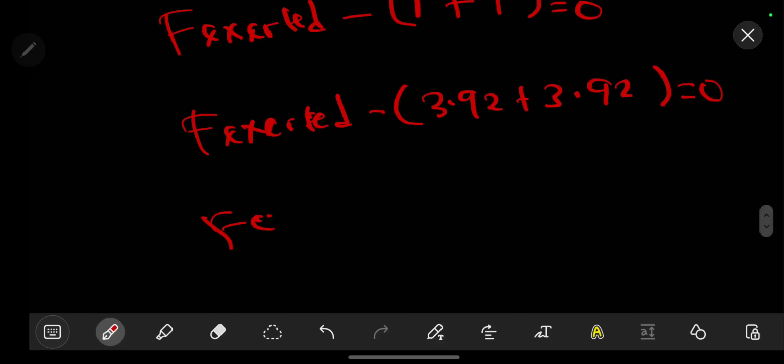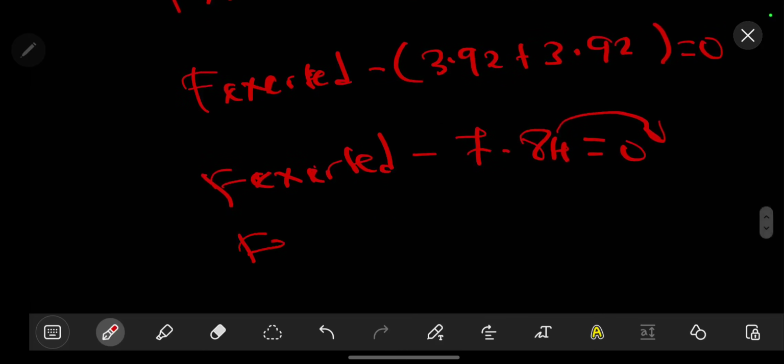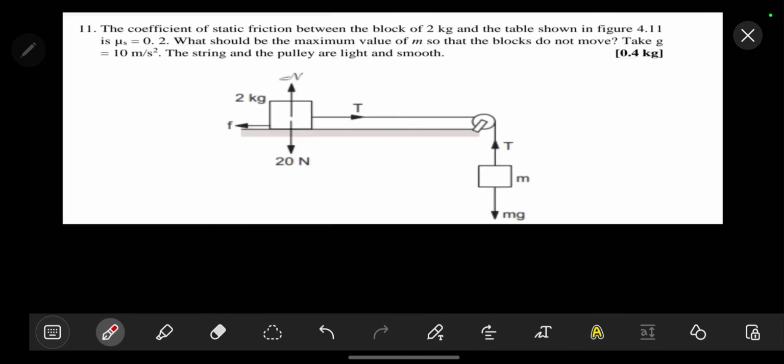So our force exerted will be equal to a value minus our plus, so we are going to get something like 7.84, like that, should be equal to 0. We take this value the other side, it means to say the force exerted should be equal to positive 7.84, like that. So newtons. Let's look at this one.